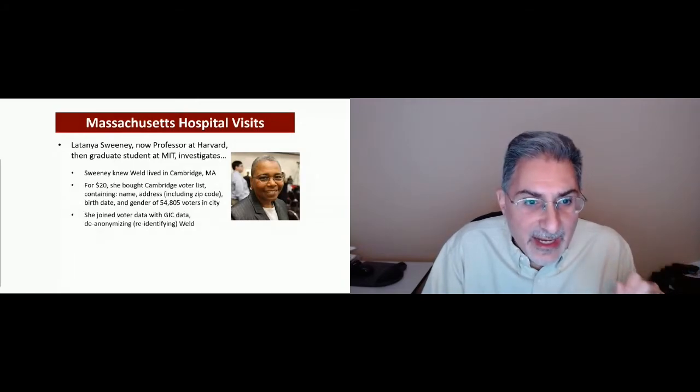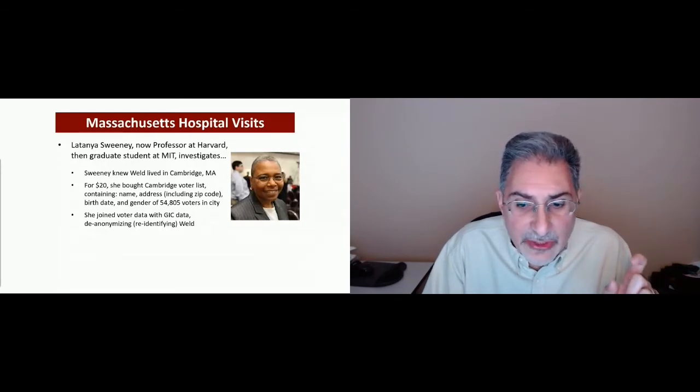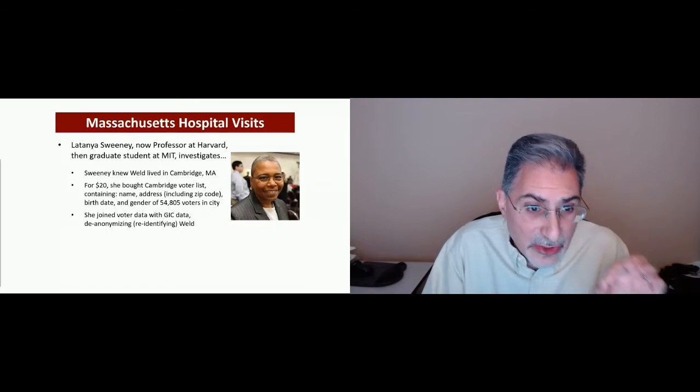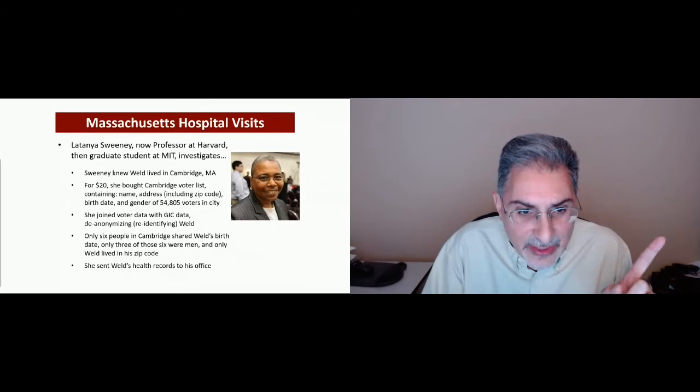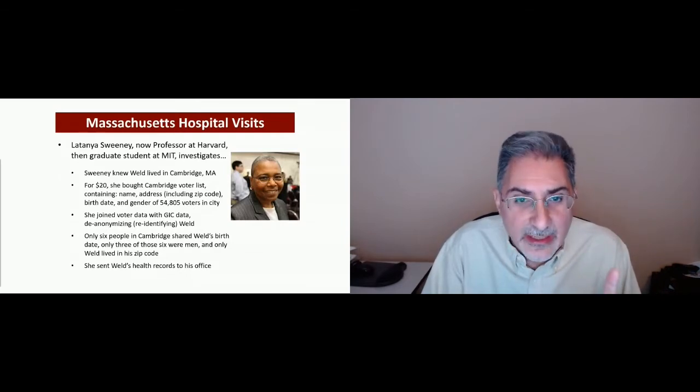She de-anonymized that data by just doing a database join, basically, to re-identify Weld, because there were only 6 people in Cambridge that shared Weld's birthday. Only 3 of those 6 were men, and only Weld lived in his zip code. So she was able to identify him uniquely. And then to make the point, she took his health records and mailed them to his office just to show him that the data was not anonymized.